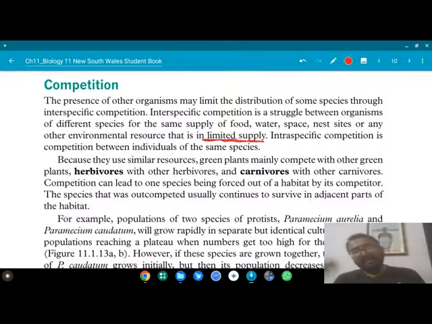For animals, there are herbivores and carnivores. Herbivores are the vegetarians. Carnivores are the non-vegetarians; they eat other animals. Herbivores take their food from plants. Because they use similar resources, there is competition between herbivores. Green plants mainly compete with other green plants, herbivores with other herbivores, and carnivores with other carnivores. For example, there is a lion and there is a tiger. Both eat other animals, so there is competition between the lion and the tiger.